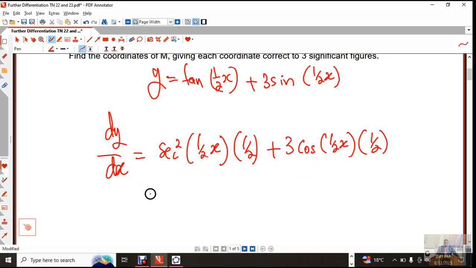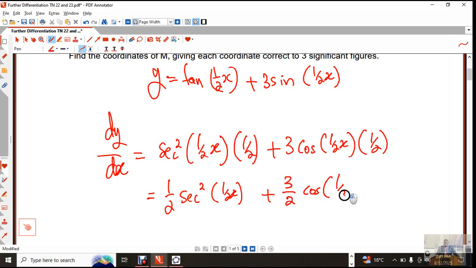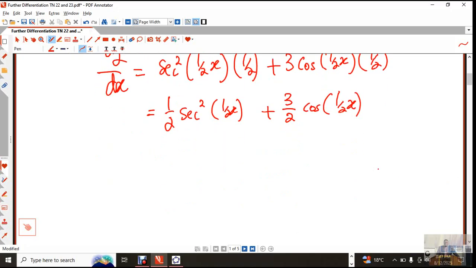So what we're left to do is just to clean up a bit. So a half sec square of a half of x. Now remember that half, you should not multiply it over with the angle. And this half, I'll multiply it with this 3 over here. That is 3 halves of cos of a half of x. Good. Let us go ahead then and set this derivative to 0.